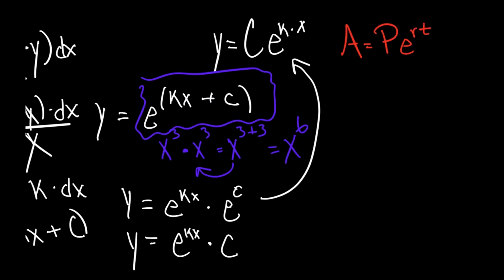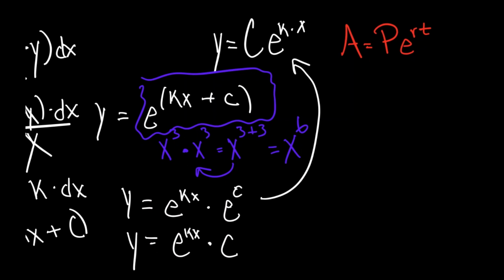This is our PERT equation, right? This is our continuous compound equation, right? So A is our after value, after it's been continuously compounded. And P is our original or our initial value. R stands for rate. It's the rate at which something is changing. T stands for time, right? How much is this changing?